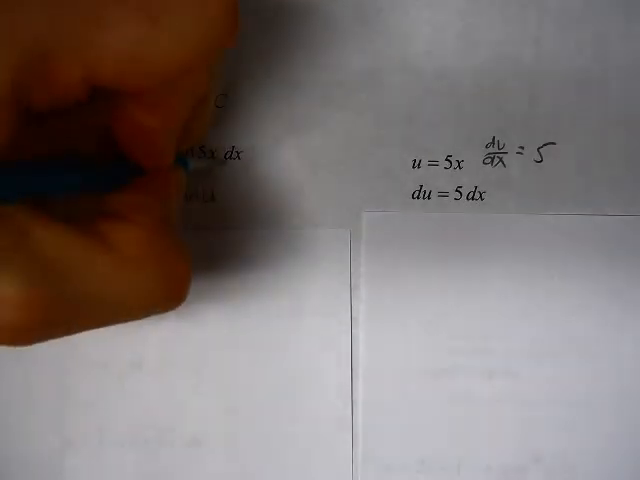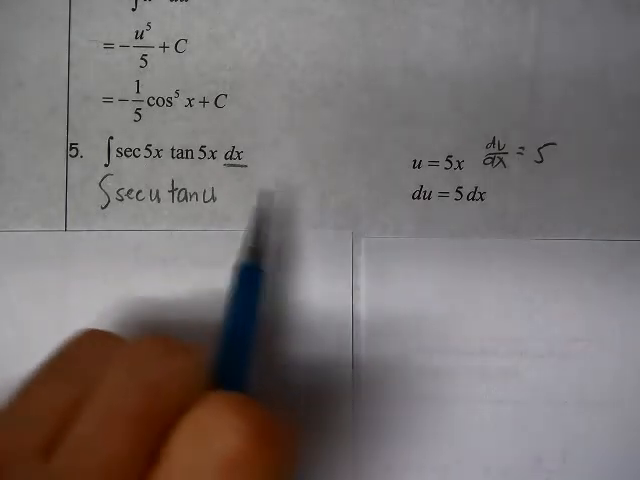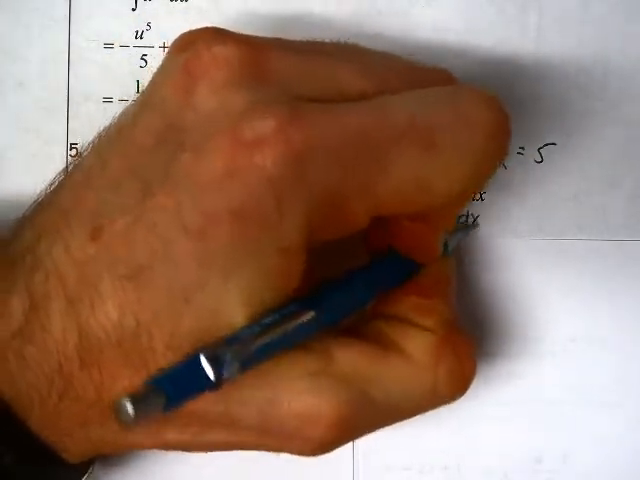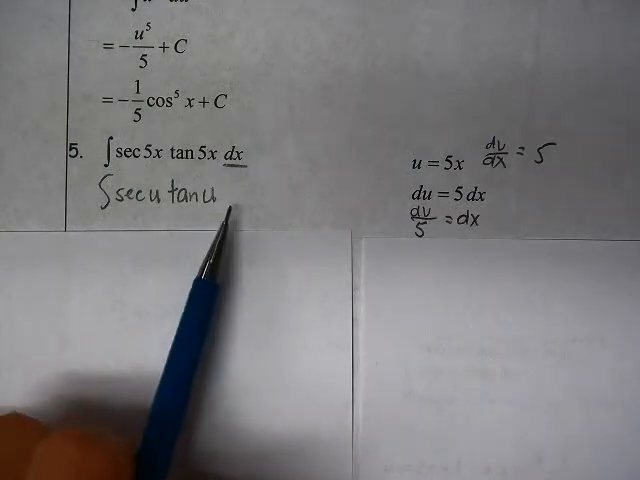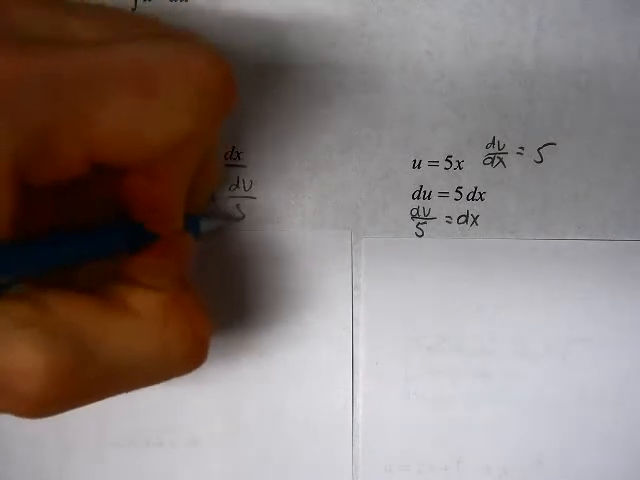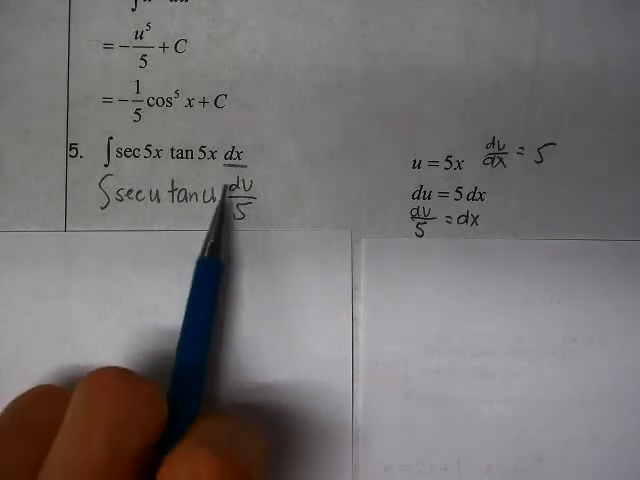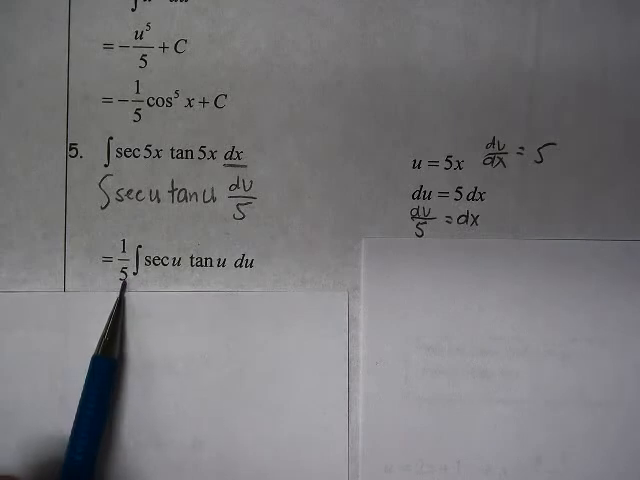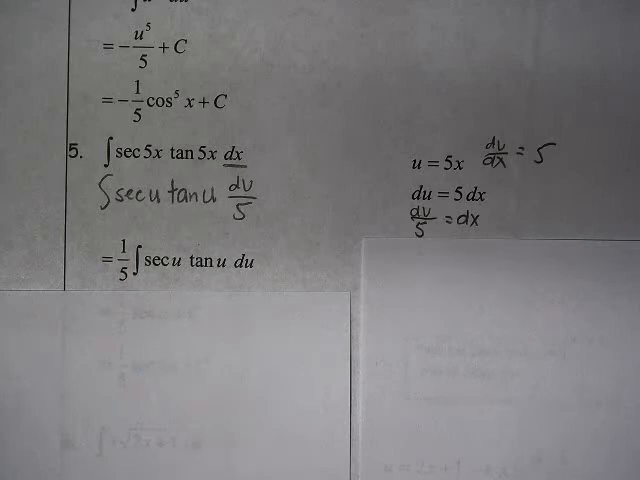But notice here that the only part now that's still not represented in terms of u is the dx. Alright, so I don't need a 5 dx, I just need a dx. So I'm going to divide both sides by 5. So now I have dx equals du over 5. So this dx is going to be replaced by du over 5. Du over 5 is like 1/5 times du. So that 1/5 comes out in front of the integral as a coefficient. And now I just have secant u, tangent u, du.